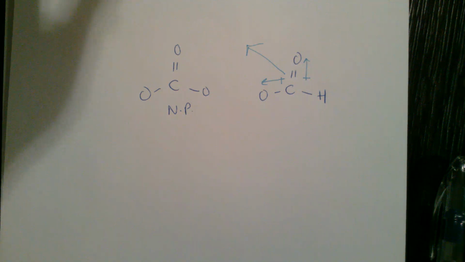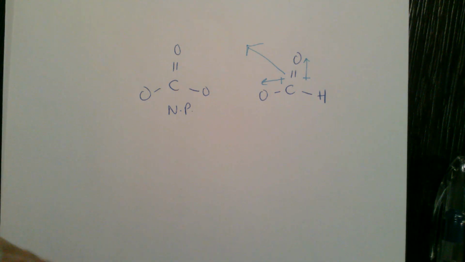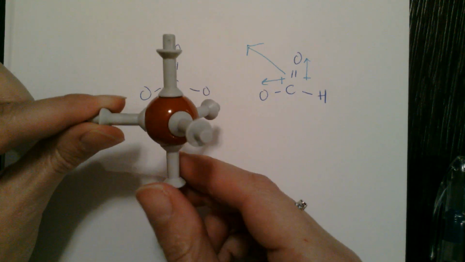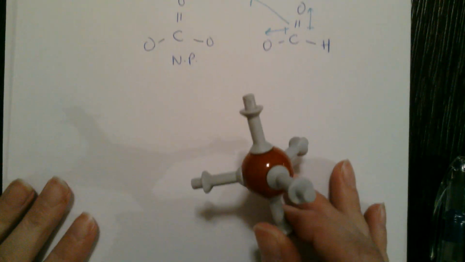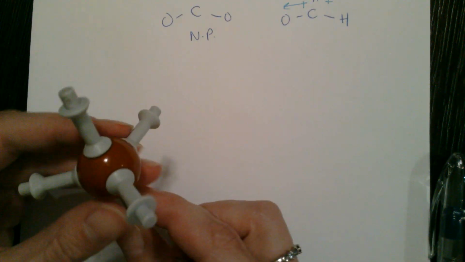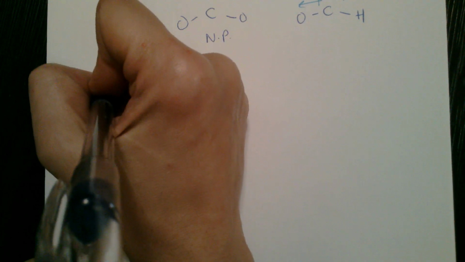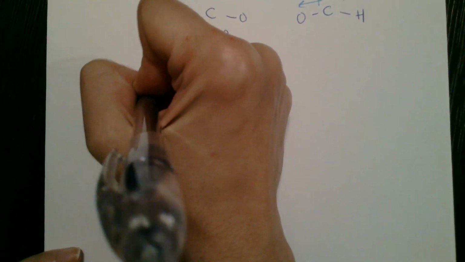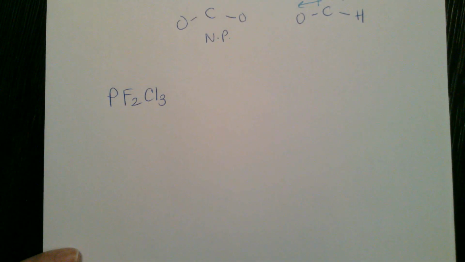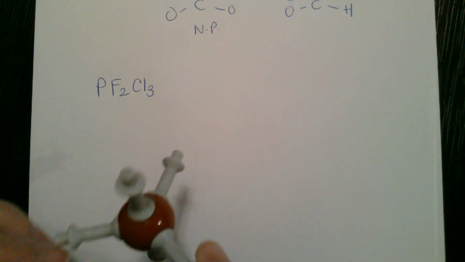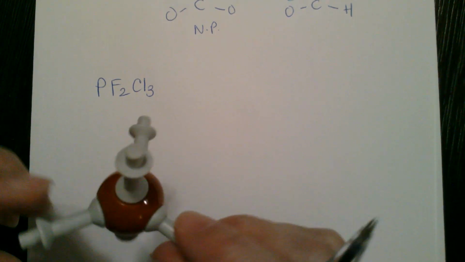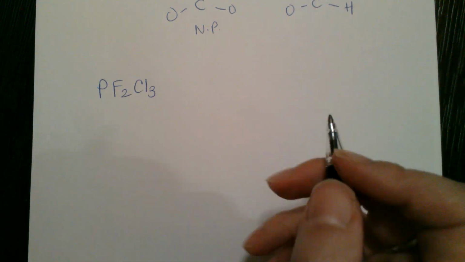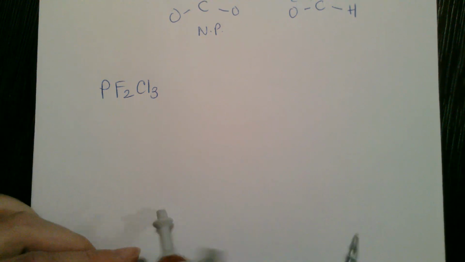Okay, so what about some of our more interesting shapes? What about this shape here? It turns out you can have some different scenarios here, and we call those isomers. So for example, we are going to look at PF2Cl3. It is going to end up being this shape right here. So single bond. We can arrange this a couple of different ways.